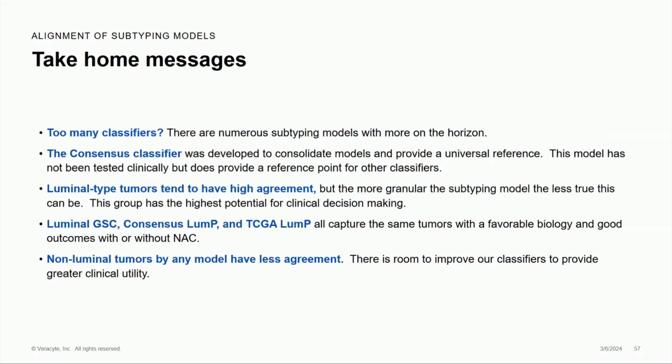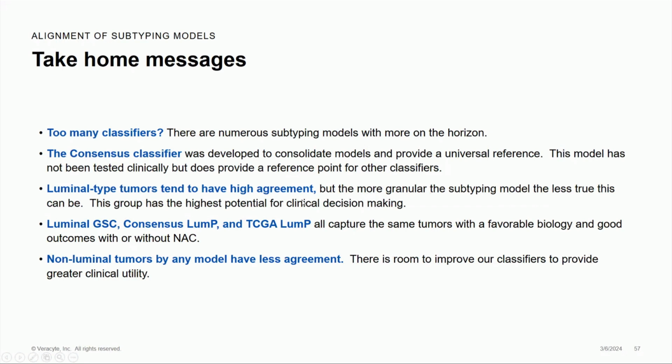Okay, so take home message from that. There's too many classifiers for sure. And there's probably more coming out on the horizon. So this is going to get worse, I think, before it gets better. The consensus classifier, I think, has a lot of utility as a reference point, but it really needs to be tested clinically. And I think this is some of the first evidence that we have that we could use it in the clinic based on what we have seen with our data sets.